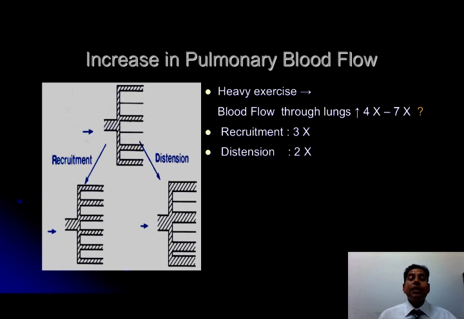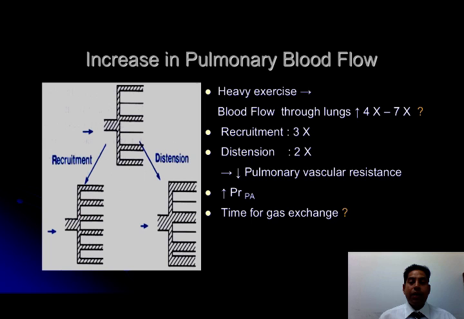So recruitment increases the blood flow by 3 times, whereas distension increases the blood flow by approximately 2 times. Now both will lead to a fall in the pulmonary vascular resistance, and it will cause an increase in the pressure of the pulmonary artery.